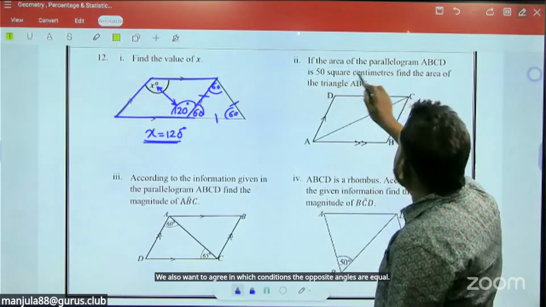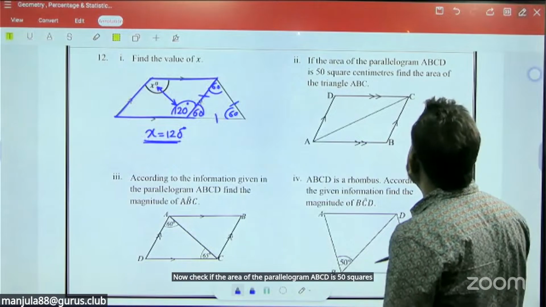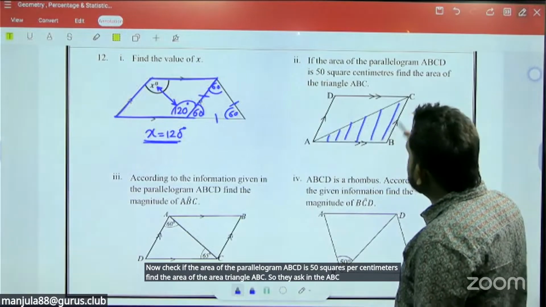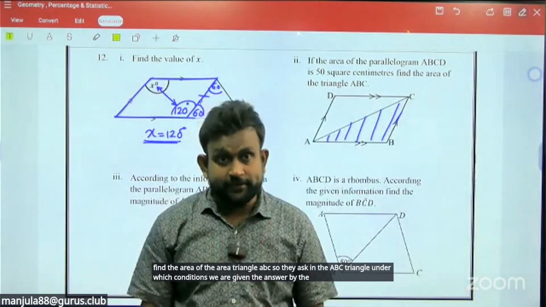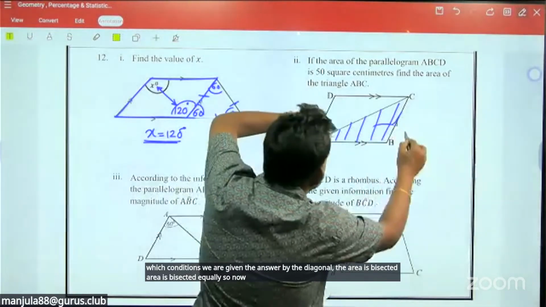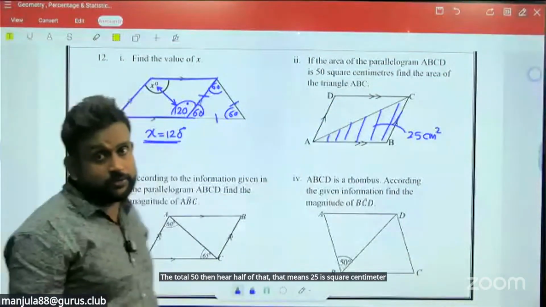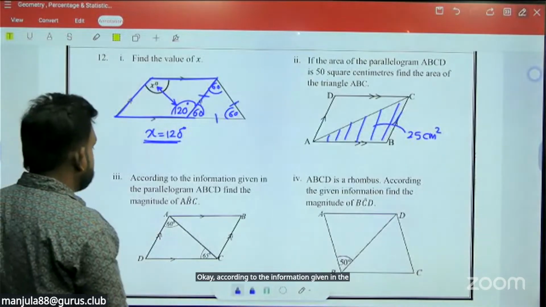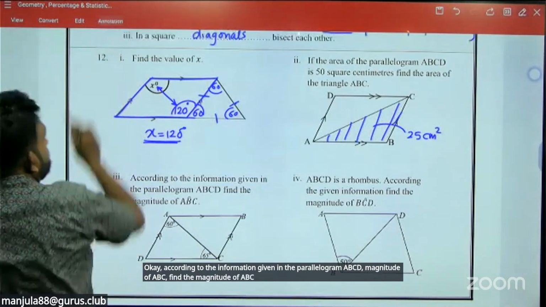Now check. If the area of the parallelogram ABCD is 50 square centimeters, find the area of triangle ABC. They ask about triangle ABC, so under which conditions do we give the answer? By the diagonal, the area is bisected equally. So the total is 50, then half of that means 25 square centimeters. Here is the other half.